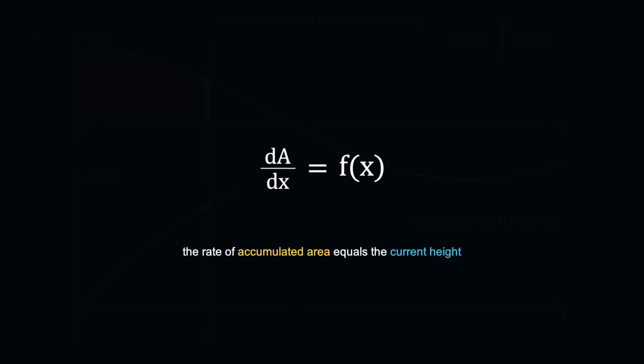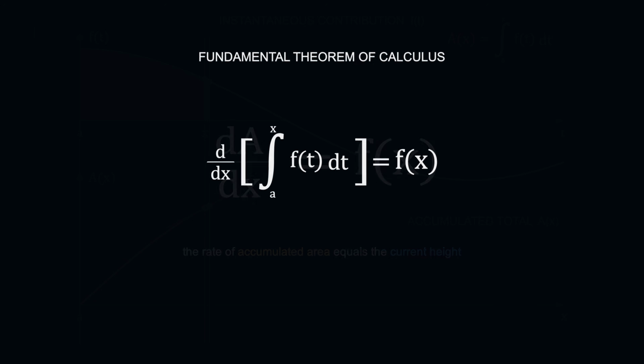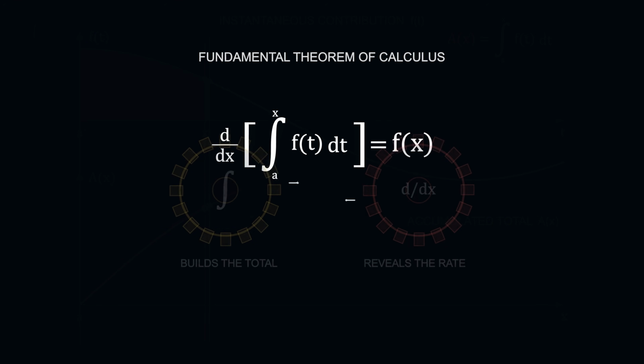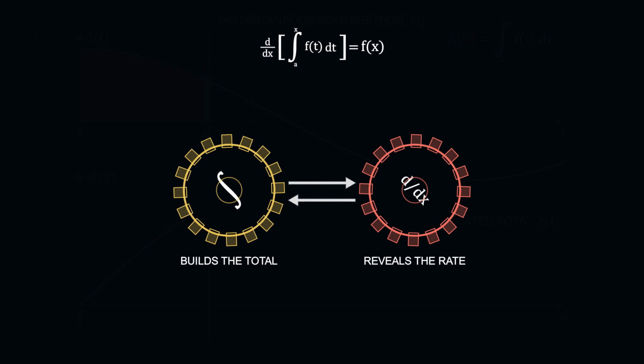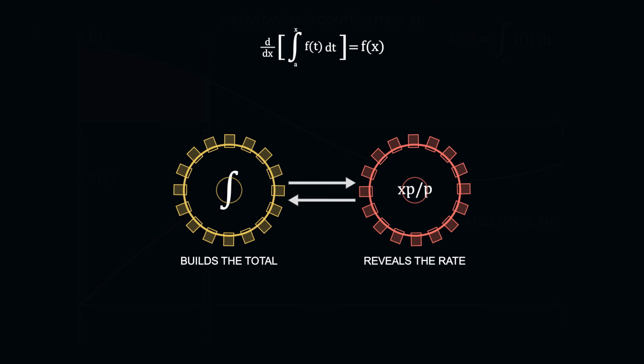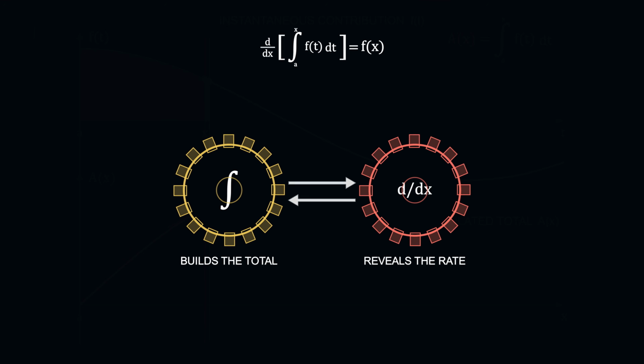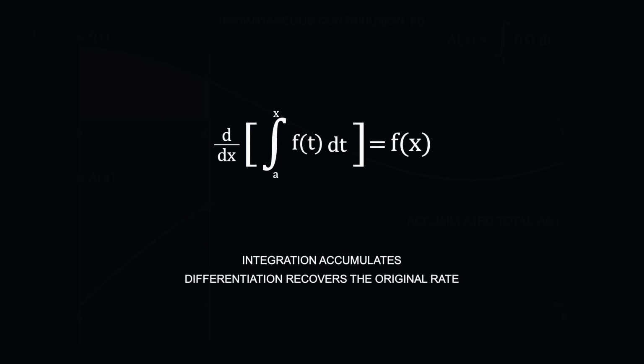In other words, the derivative with respect to x of the integral from a to x of f of t dt is equal to f of x. This is one form of the fundamental theorem of calculus. Differentiation measures instantaneous change. Integration accumulates infinitely many small changes. And remarkably, these two operations reverse each other.